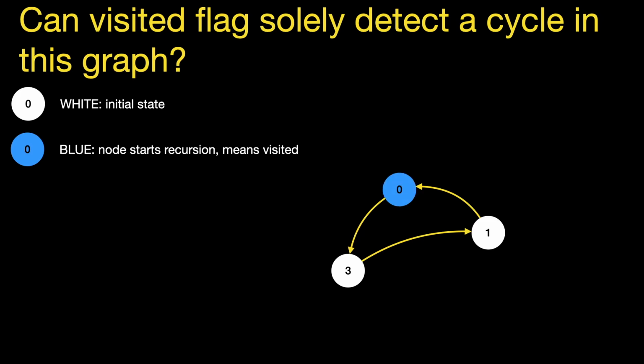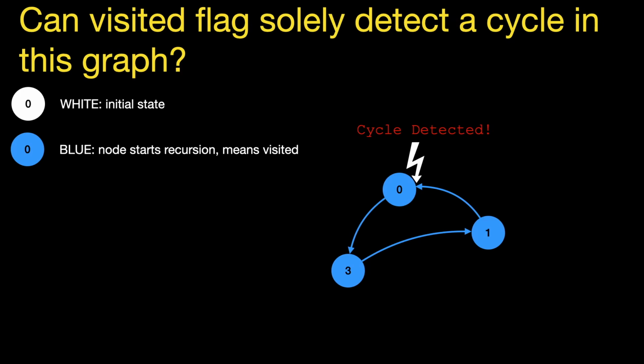We first visit node 0. We mark it as blue. Then we traverse the outgoing neighbor of 0, which is node 3. Node 3 is white, which means it is not visited yet. We can start the processing of node 3. Then we mark node 3 as blue. We follow the same logic to traverse the outgoing neighbor of 3, which is 1. 1 is white. We can process 1. We mark 1 as blue. Then we traverse the outgoing neighbor of 1, which is 0. Oh, 0 is blue, which means it has been visited before, and we detect a cycle.